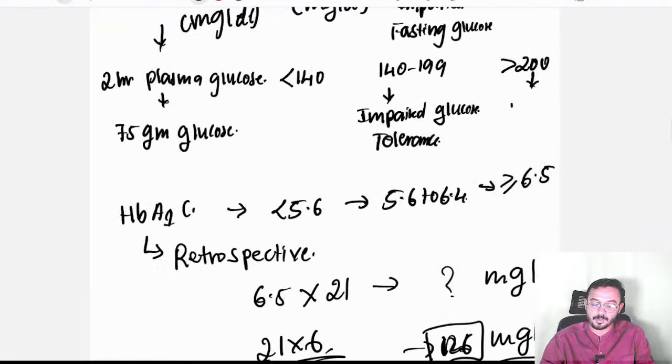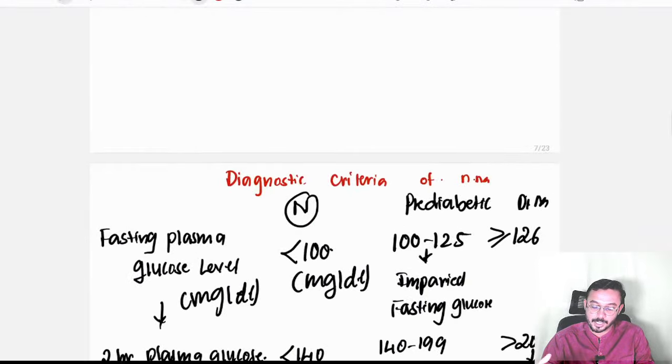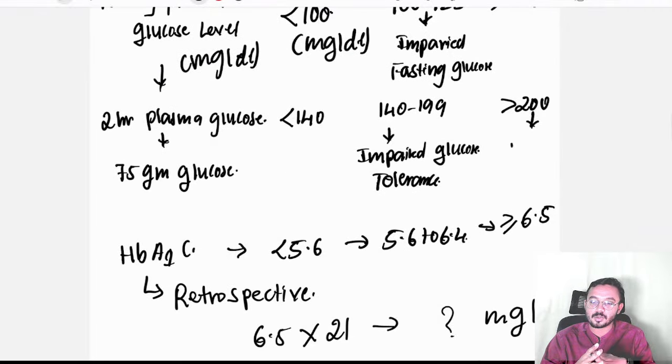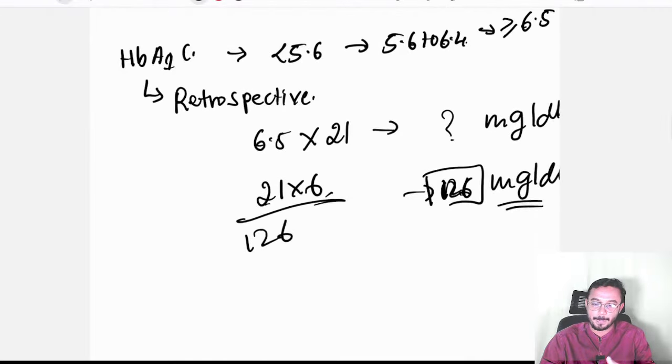Okay, and this is about the tests you are going to perform in the diagnostic criteria: how to check the fasting glucose, how to check the 2-hour plasma glucose, and your HbA1c.